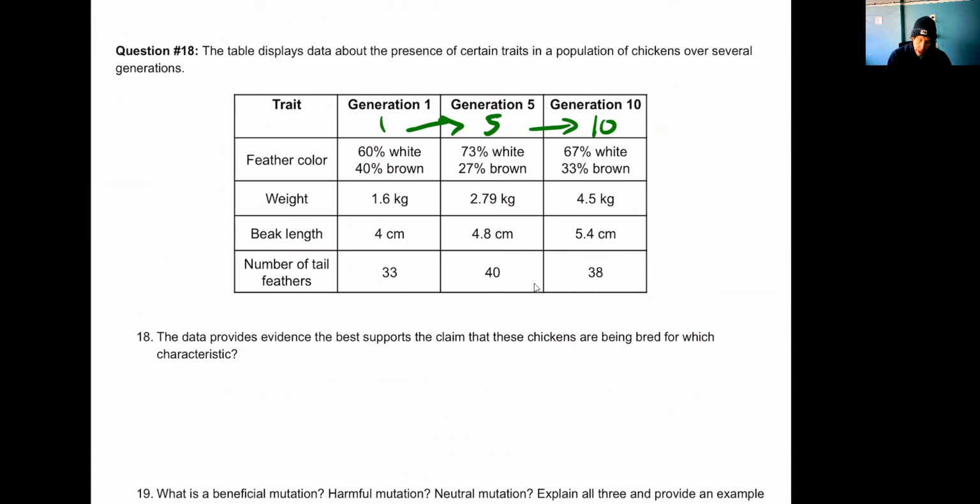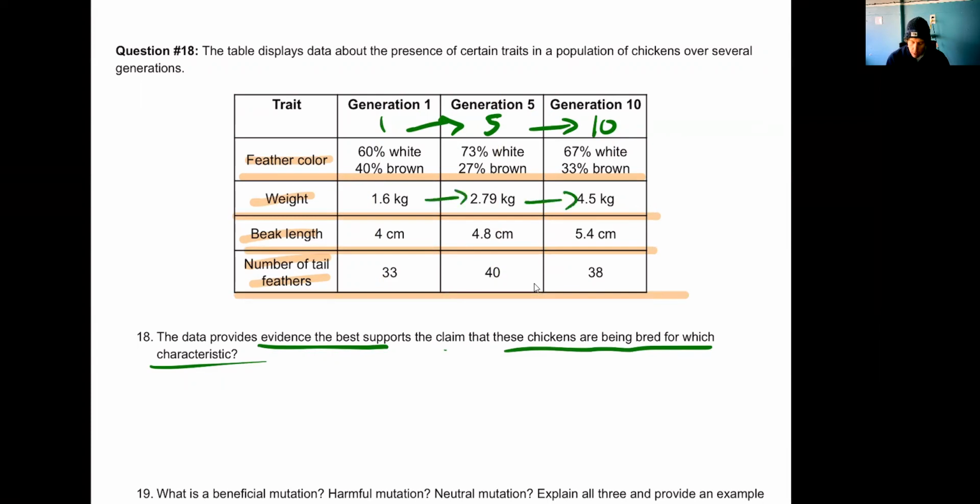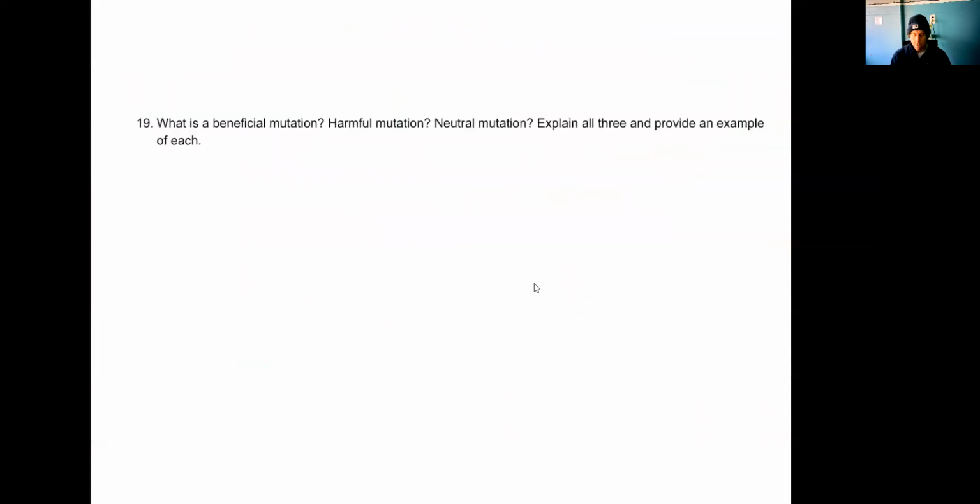The data provides evidence that best supports the claim that these chickens are being bred for what characteristic? So I have 4 characteristics here: feather color, weight, beak length, and number of tail feathers. Which of these is changing the most? What is changing over time about these birds? Is there any pattern that you see, and tell me which trait do you think they are being bred for? There's one trait that stands out above the other ones. I'll let you figure that one out.